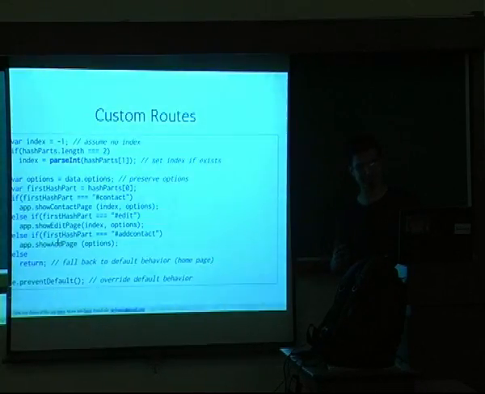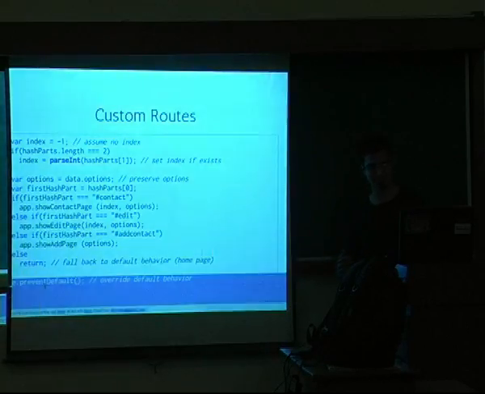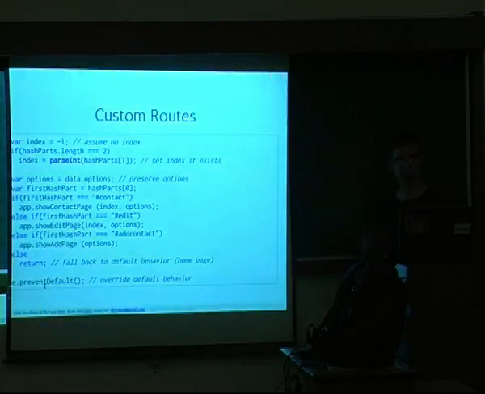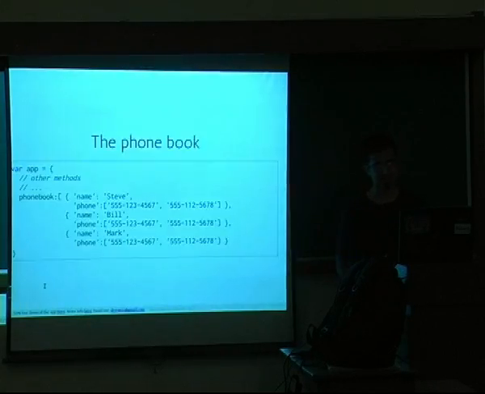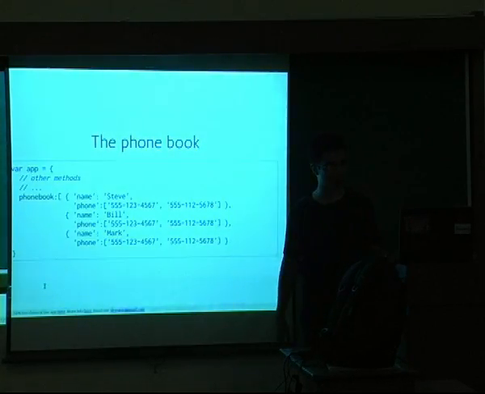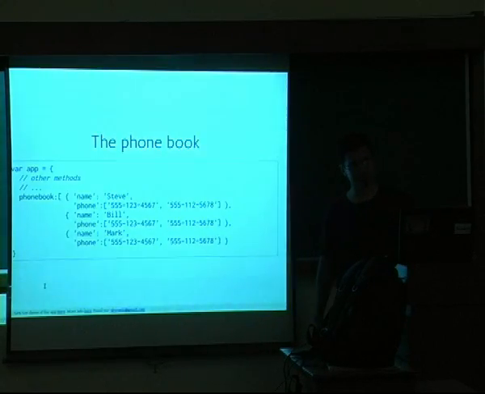This is all inside, and then at the end, we call ev.preventDefault. This is very important, because if we don't call this, it would run all of our code, and then go back to the previous behavior, which is opening up the home page or whatever it is. So for the custom routes, you've got an app object over here. You show the contact page, edit page, and add page. These are just three empty functions that we'll be adding some stuff to. Now we also add a phone book over here. The phone book is nothing but a small key-value store, a name and an array of phone numbers. Relatively straightforward, so I'll just move ahead.